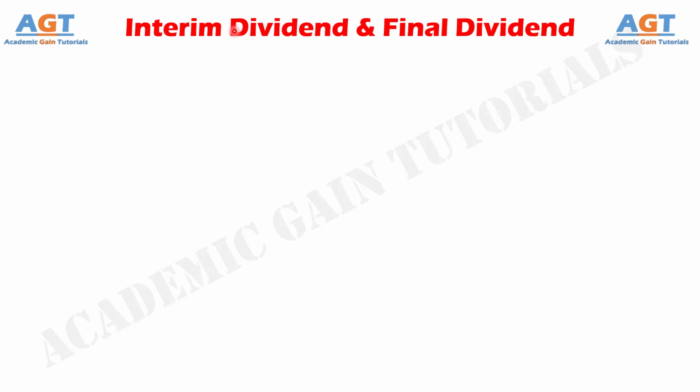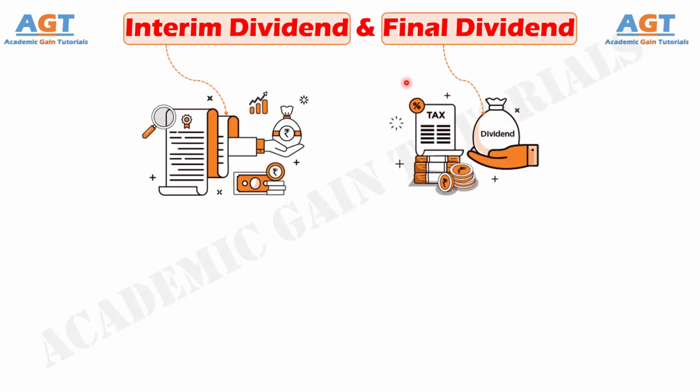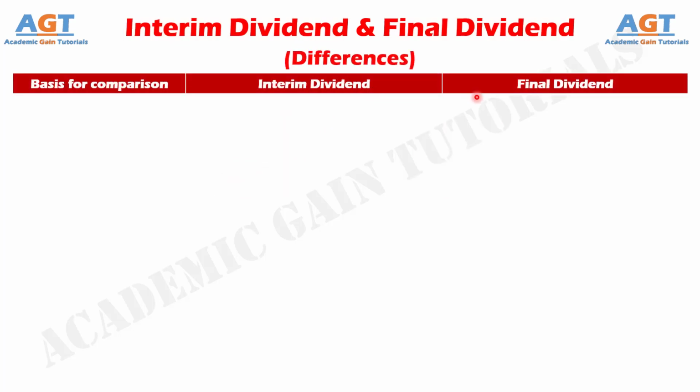The dividend announced by the company at the end of the financial year, recommended by the board of directors at the company's general meeting, is known as a final dividend. On the other hand, the interim dividend is declared by the company's board of directors between two general meetings, when it earns surplus profits. So, let's look into the basic differences between interim dividend and final dividend in a tabular form.